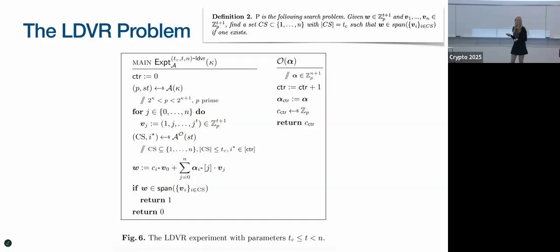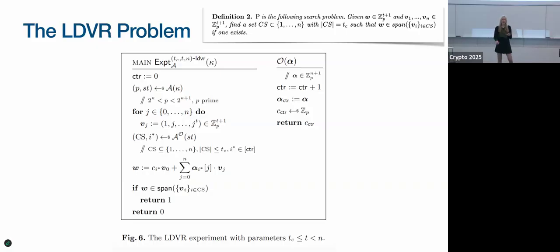And just to highlight some similarities with the problem P from the previous part of the talk, just to recall the problem P, you're given an arbitrary vector w and arbitrary vectors v1 through vn, and then you're asked to find a corruption set such that w is in the span. So what this means is if the problem P is easy for some parameters t, tc, n, then LDVR will also be easy because you can simply take this vector w, plug it into the problem P oracle, and get back that corruption set. So essentially, if P is easy for certain parameters, LDVR will also be easy for those parameters.